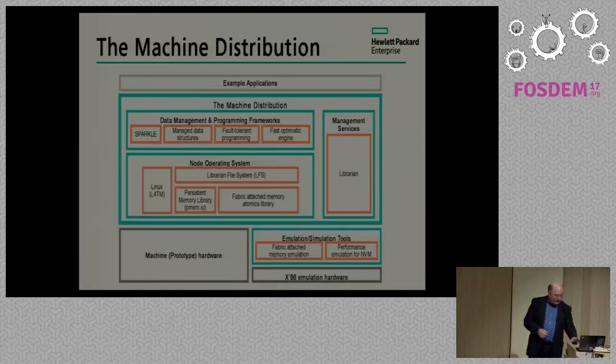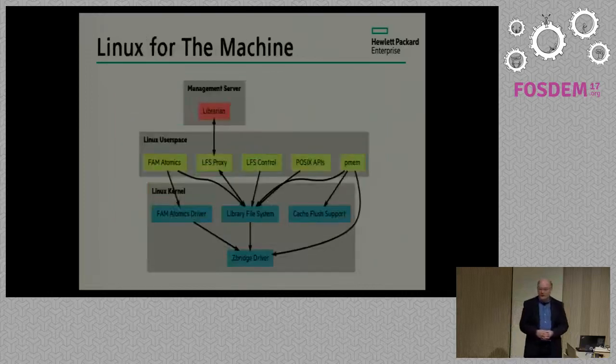And drilling down a little deeper to look at just a piece of software called Linux for the machine, here's the software that we built that runs Linux on an individual node. You can see within Linux user space we have a bunch of new libraries. We have some additional atomic access. We have the standard POSIX APIs, and we have an additional library for managing caching issues because the memory fabric is not cache coherent.